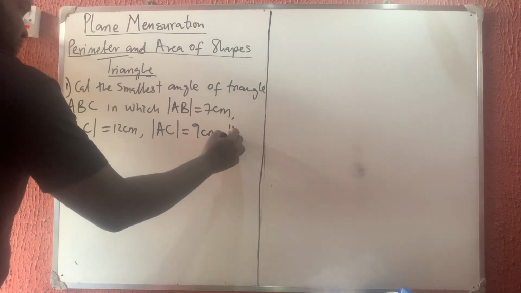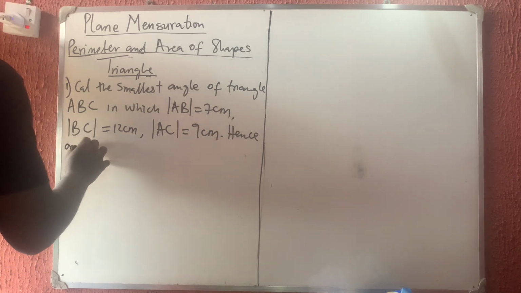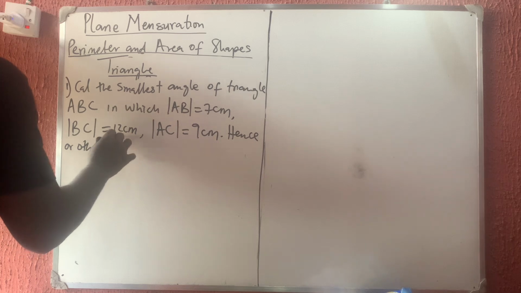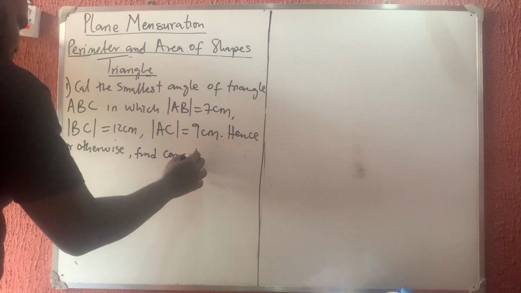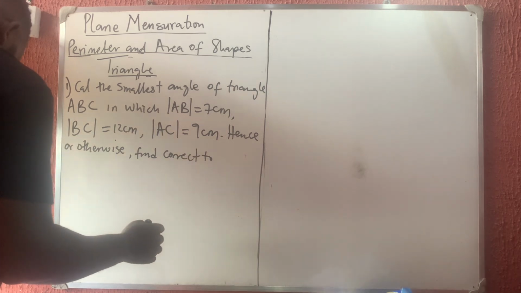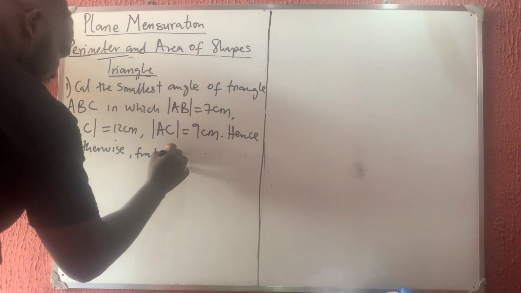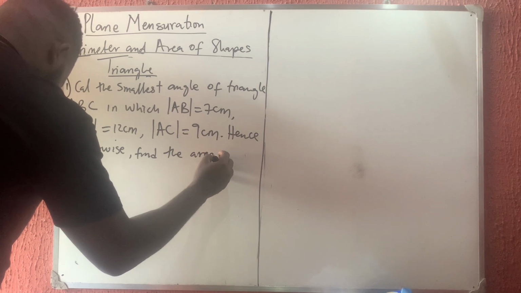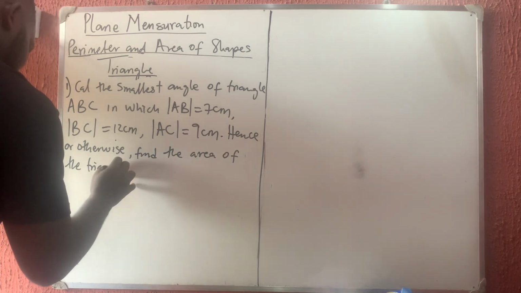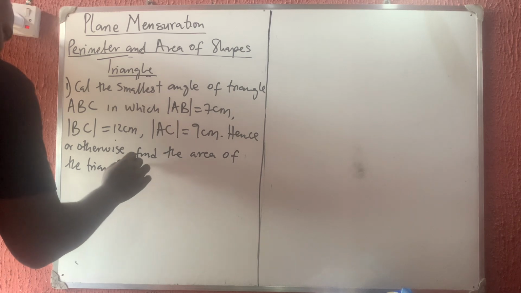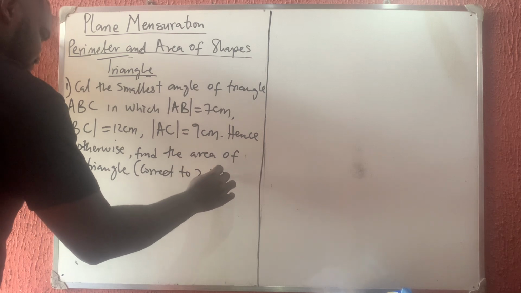Okay. Then hence or otherwise find the area of the triangle. Okay, find the area of the triangle. Then they say we should correct to 2 decimal places. Okay.